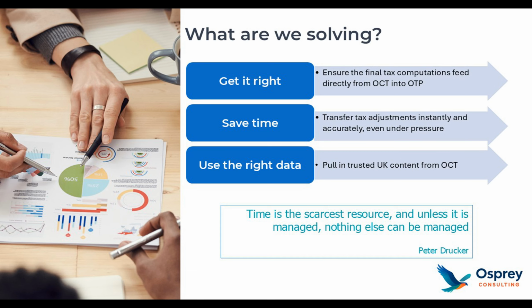But why would you want to do this? Well, first of all, it's about getting it right. It's about ensuring that that final tax computation feeds directly into ONESOURCE Tax Provision to drive an accurate return to provision calculation. It's about saving time. Osprey Consulting remember well the pressure of year end. So transferring tax adjustments instantly and accurately is a real benefit to customers. And it's also about using the right data. It's about leveraging that UK content so that you get that early tax provision as accurate as possible.